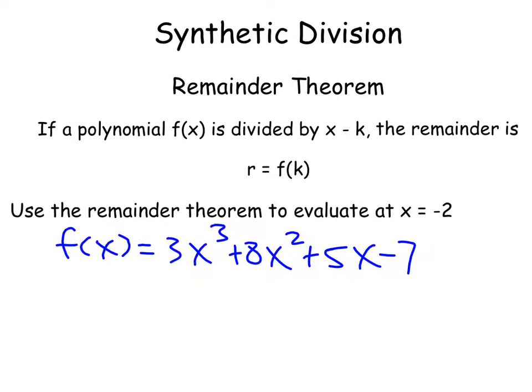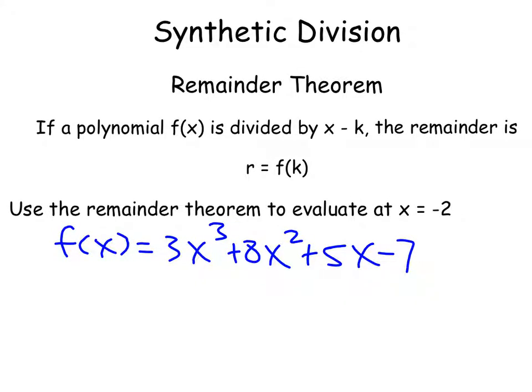Here's what this is saying. This is the remainder theorem: if you take a polynomial f and divide it by x minus k, that's the situation where you can do synthetic division, the remainder is what you would get if you plugged in k. So now, in a minute, I'm going to do synthetic division with -2.